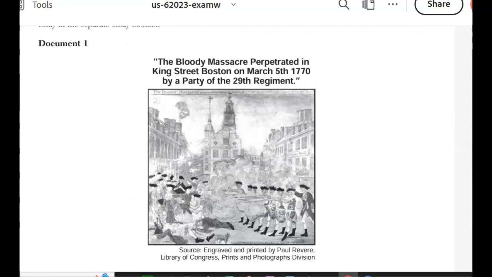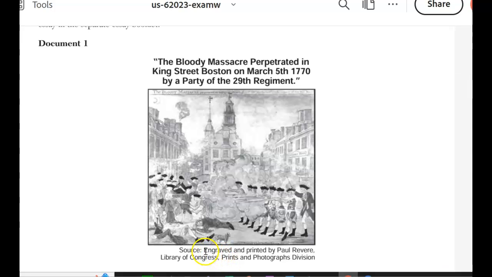Document 1. The bloody massacre perpetrated in King Street, Boston on March 5th, 1770 by a party of the 29th Regiment. And sadly, this is a very small picture. Some of the students I have in class, I show them this picture quite large, and you can see all sorts of interesting things in the background. The historical context you should instantly be thinking, I hope, is the Boston Massacre.